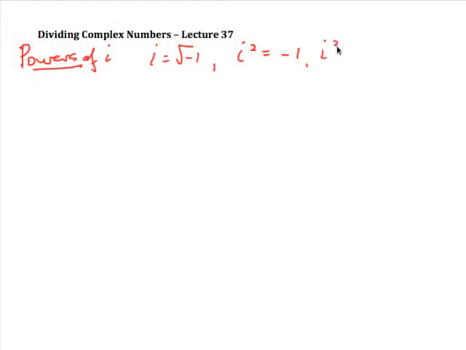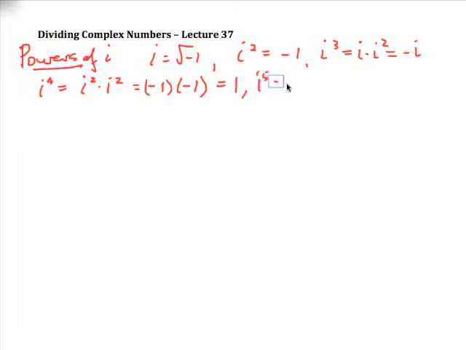Alright, so what would i cubed be? This would be i times i squared, which of course is -i. Okay, what would i to the 4 be? Well, it would be i squared times i squared, which of course is -1 times -1, which is going to be 1. And we can proceed.